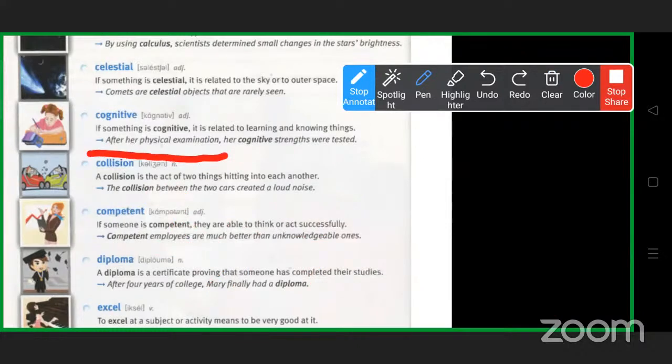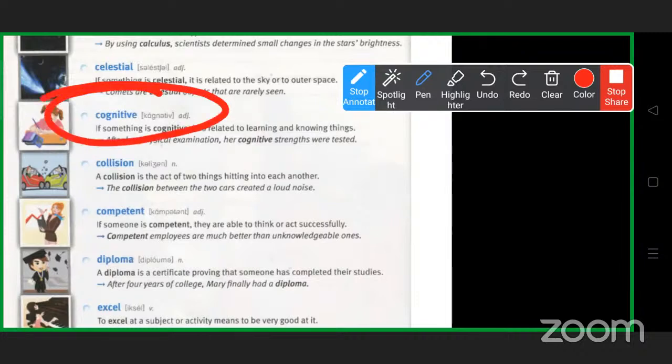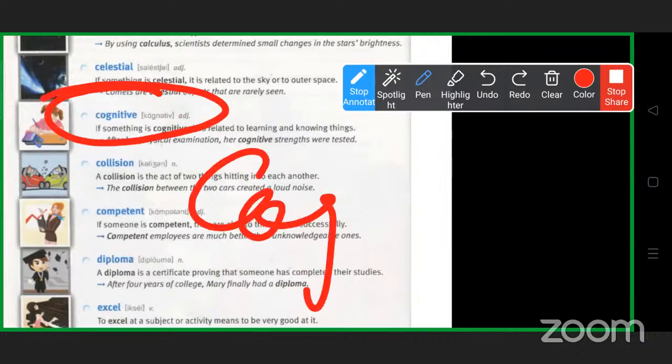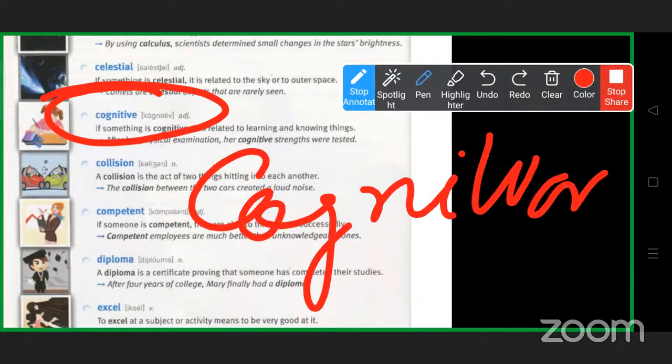So she had given the physical examination already. Now what was tested? Cognitive strengths were tested: something more towards memory, something more towards learning, something more towards knowing things. So that is cognitive. Okay, cognition, you can say that learning. Cognition is a noun form.